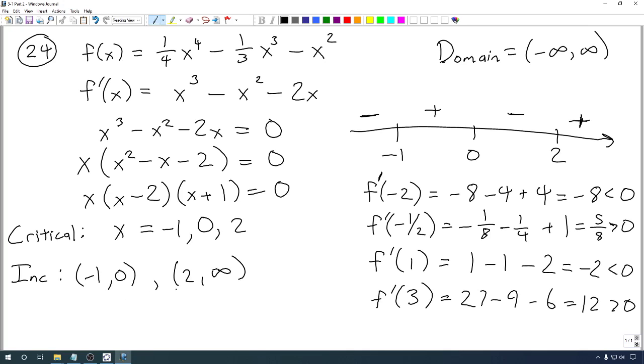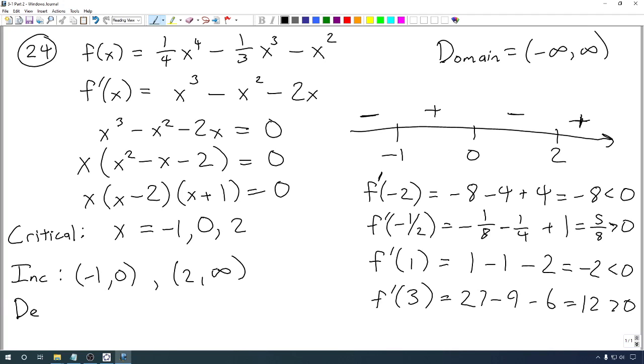Now, don't put a union sign in here. In some situations, like when you're doing problems with the domain and stuff like that, you'll frequently want to put a union sign between the intervals. We are not doing that here. WebAssign wants you to put your intervals in with a comma between them, because there's reasons why we won't have increasing over multiple intervals at the same time. It's increasing on this one and it's increasing on this one, but those are separate from each other.